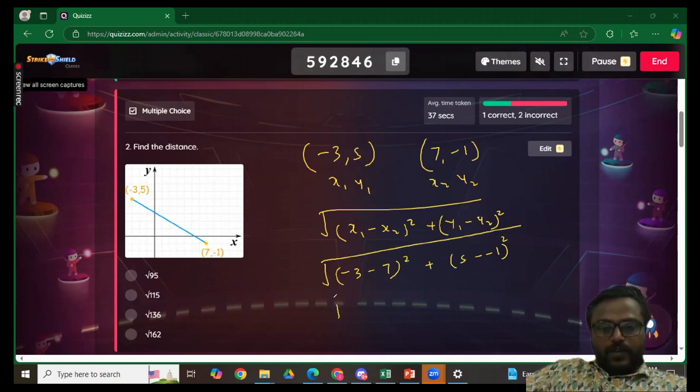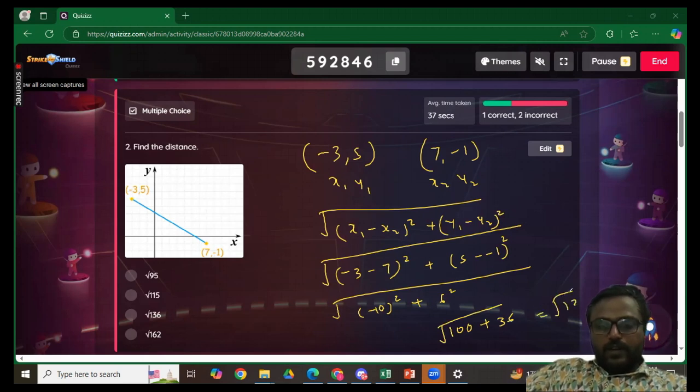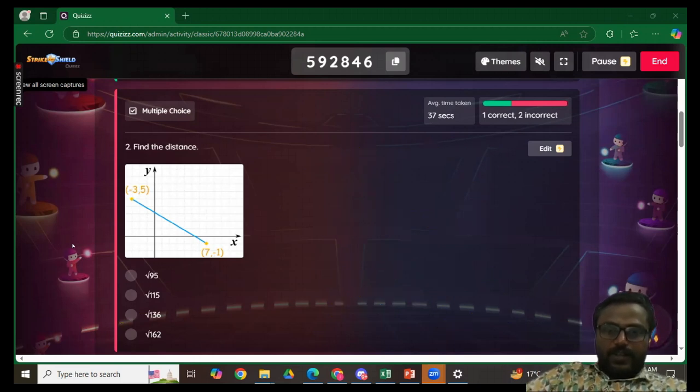So what do we have now? Under root -10 whole square plus 5 minus minus becomes plus, so 6 whole square. So what do we have? 100 plus 36 under root, which is nothing but under root 136. So this is your correct answer. Let's move on to the next question.